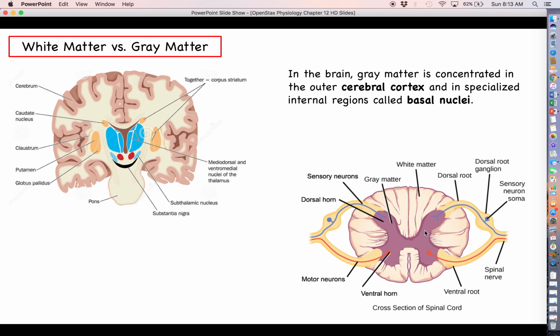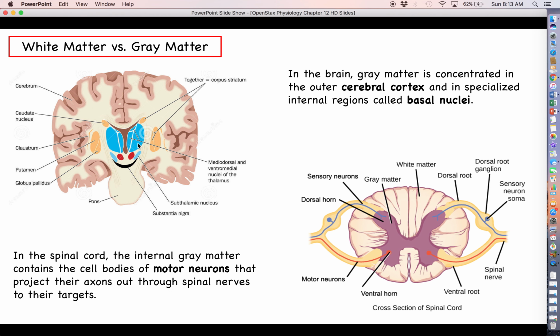So take a look at the spinal cord here. What do you notice about the organization of white and gray matter in the spinal cord that makes it different than what we see in the brain? Well, the main difference is that with the brain, you find, for the most part, the gray matter on the outside and the white matter on the inside. With the spinal cord, it's flip-flopped, so you mostly find the white matter on the outside and the gray matter in this butterfly-shaped region on the inside.